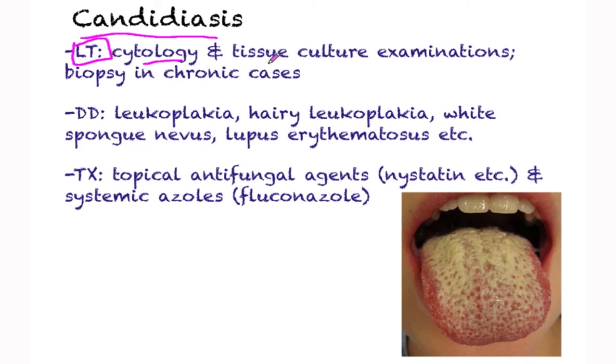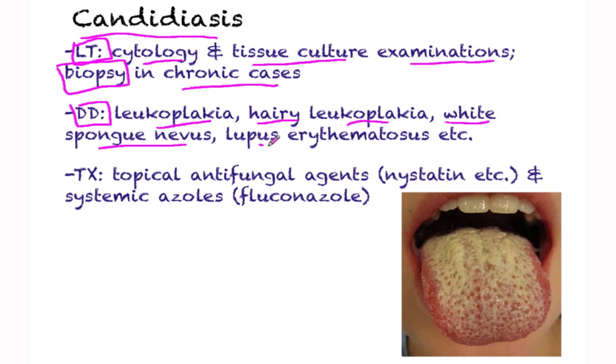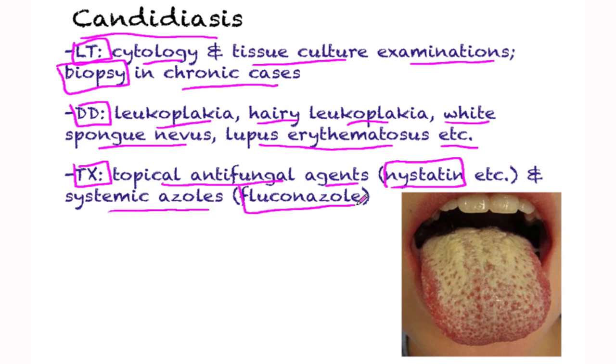Now we're back to talking generally about candidiasis with the laboratory tests. We do cytology and tissue culture examinations, or in chronic cases, we will do a biopsy. The differential diagnosis is leukoplakia, hairy leukoplakia, white sponge nevus, lupus erythematosus, etc. The therapy or treatment for this is topical antifungal agents such as nystatin and systemic azoles such as fluconazole.